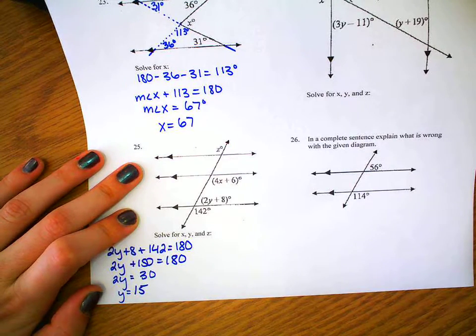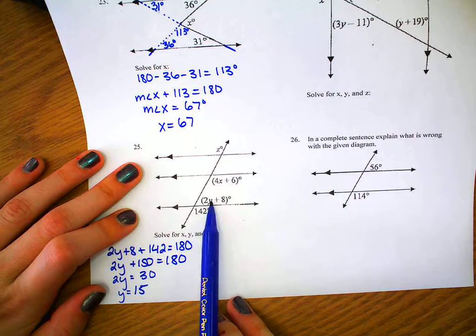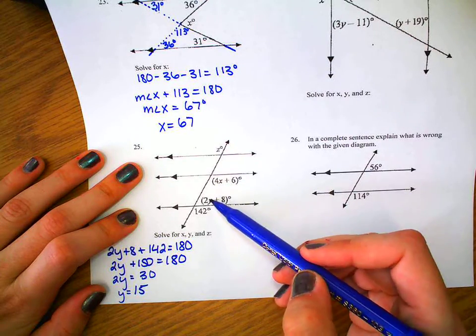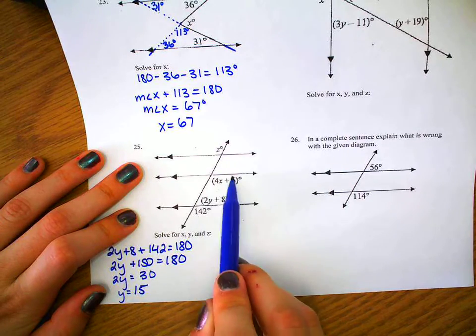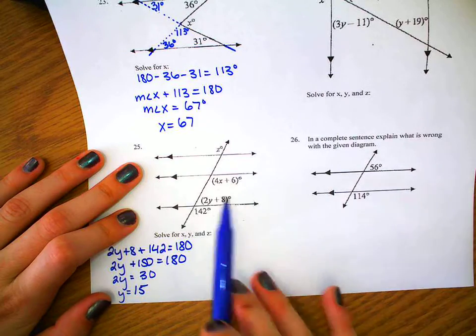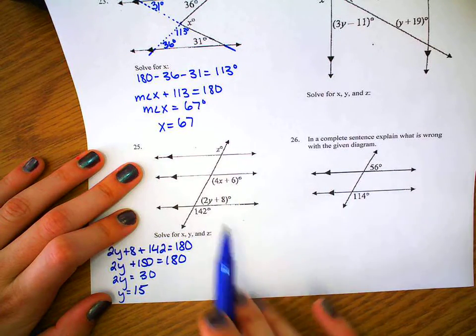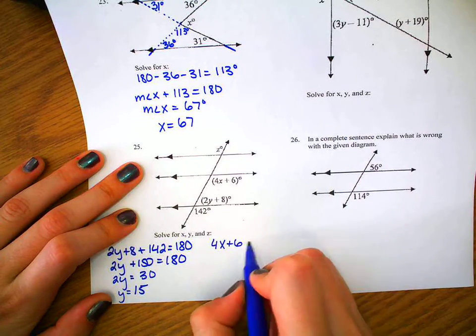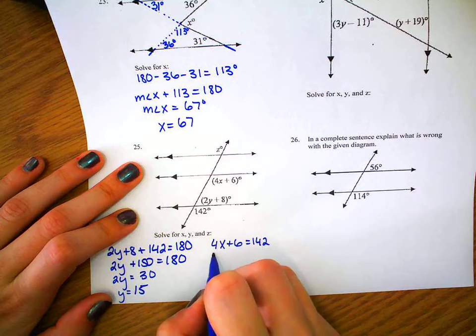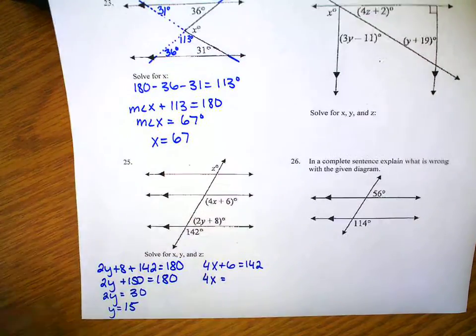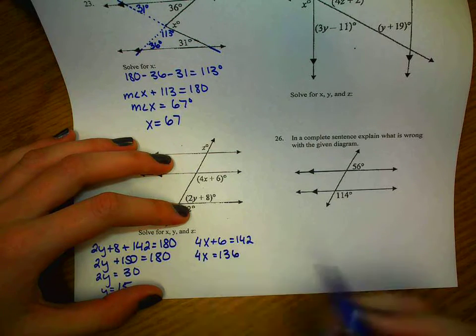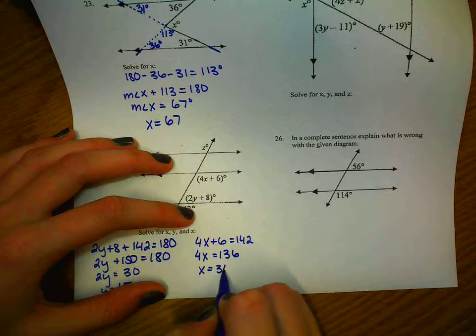Knowing that y is 15, I can do one of two things. I can plug 15 into my y here and then solve this, knowing that these are same side interior angles and that they should be supplementary. So I could plug 15 in and then say this piece plus this piece equals 180. Or I could recognize that 4x plus 6 and 142 degrees are corresponding angles. If these lines are parallel, I know that they should be congruent. So 4x plus 6 equals 142. Then 4x equals 142 minus 6, and that gets me 136. Divide both sides by 4, and I'm left with x equals 34.